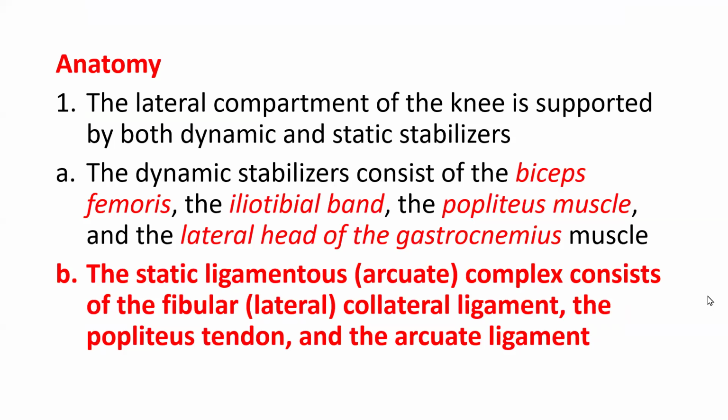The lateral compartment of the knee is supported by both dynamic and static stabilizers. The dynamic stabilizers consist of the biceps femoris, the iliotibial band, the popliteus muscle, and the lateral head of the gastrocnemius muscle. The static ligamentous arcuate complex consists of the fibula, lateral collateral ligament, the popliteus tendon, and the arcuate ligament.